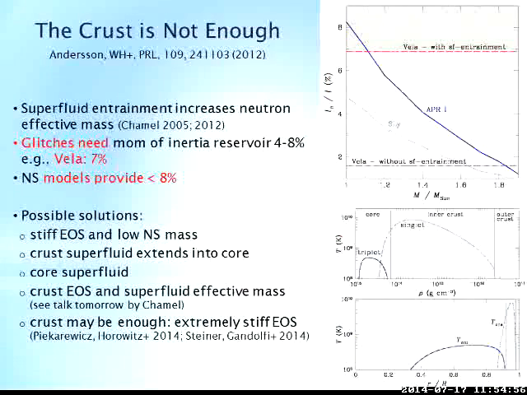And so that's shown here. This is, again, the fractional moment of inertia as a function of mass. If you look at the glitches, for different glitch pulsars, we looked at 11 of them, you need a moment of inertia to explain the glitches that we see of about 4 to 8%. For the best studied one, Vela, it's 7%. So you need 7%, that's up here. You need more than this. You need above this line.